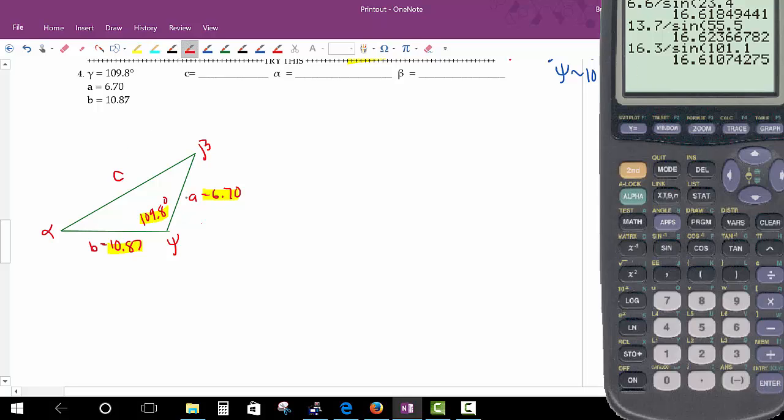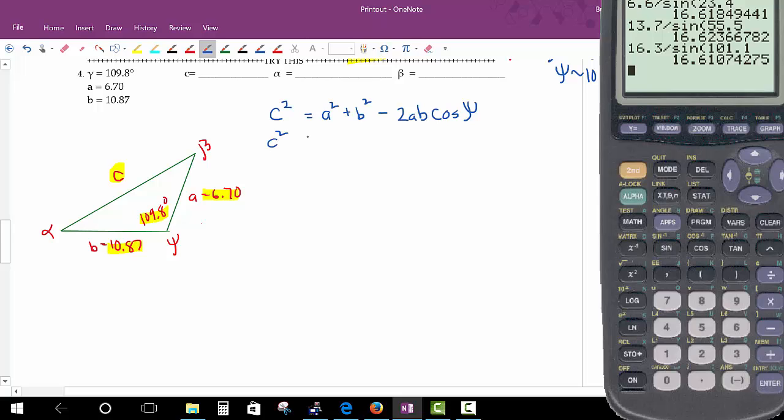Anytime you're given the side-angle-side case, you want to start with the side opposite the angle that you know. And again, try to write the formula down and get it memorized so that you don't have to look it up all the time. So I'm going to say C squared. You always square the side you're trying to find. It's the sum of the squares of the other two sides minus twice the product of the other two sides times the cosine of the angle that's opposite C, which would be gamma.